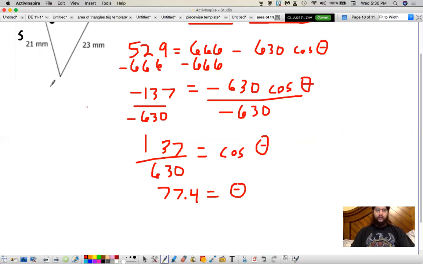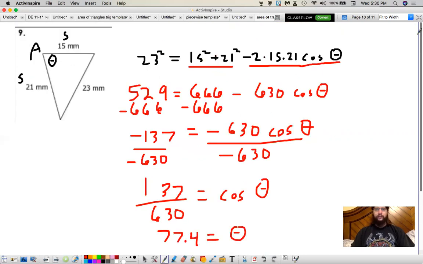Now we have the angle and the two sides and the angle between them. Make sure you know which angle you picked. If you started with 23, you got this angle. If you started with 15, you got that angle. If you started with 21, you got that angle. Whatever way you do it doesn't matter. You'll get the same area. No, I'm not doing it multiple times.